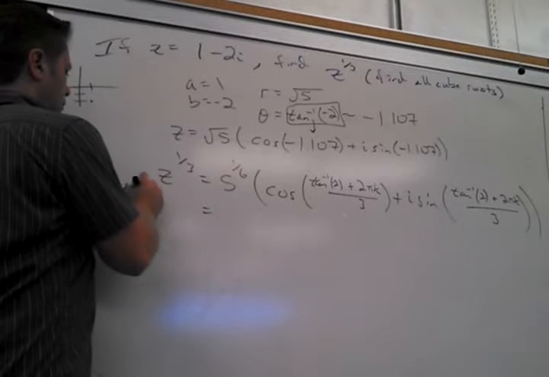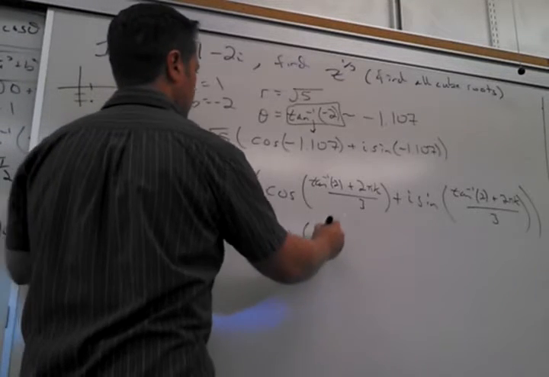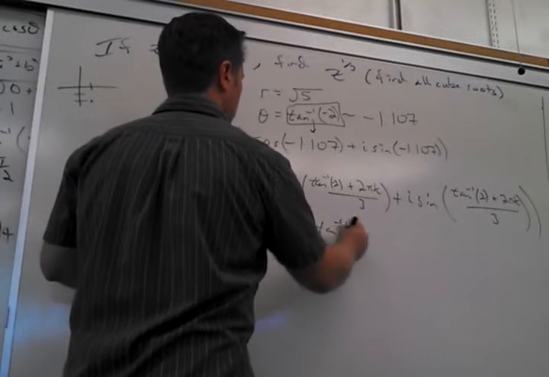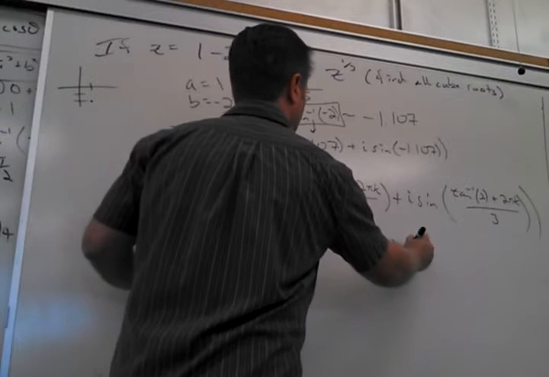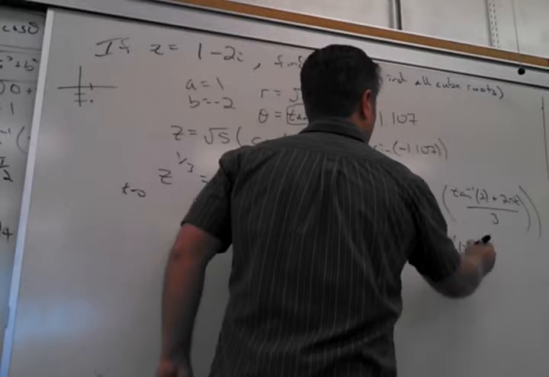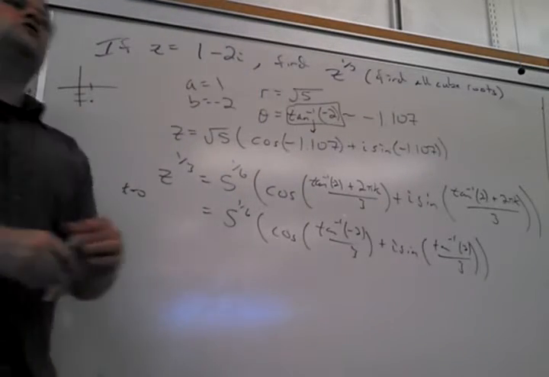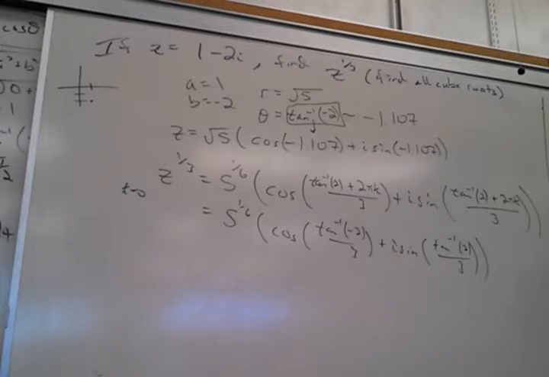So if k equals 0, you get 5 to the 1/6 times cosine of inverse tangent of -2 over 3 plus I sine of inverse tangent of 2 over 3. Let me just do that one, and the other two are just plugging in a couple of extra things in the calculator, k equal 1, then k equal 2. So if we do this in the calculator, I get 5 to the 1/6.